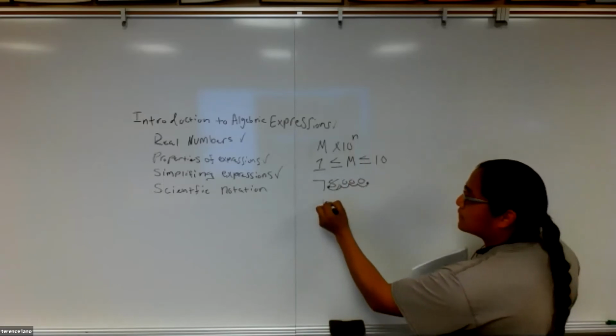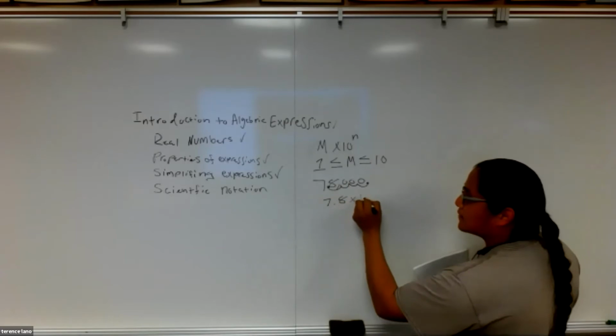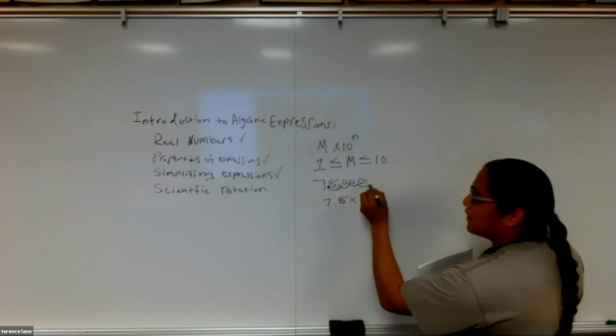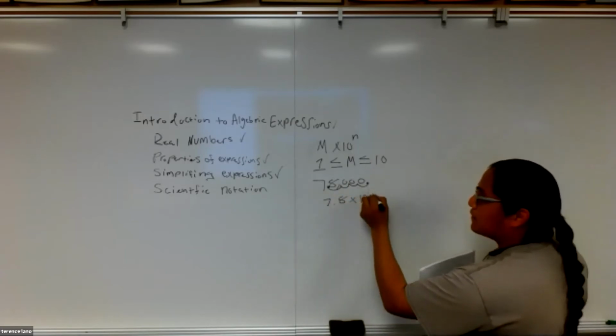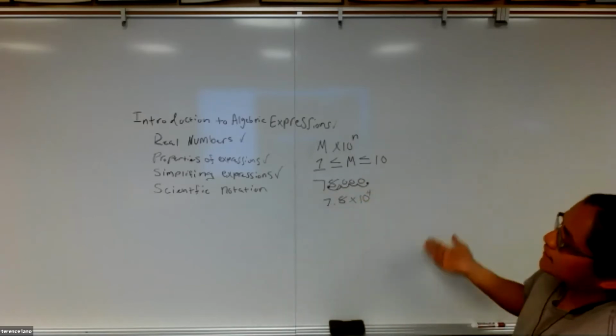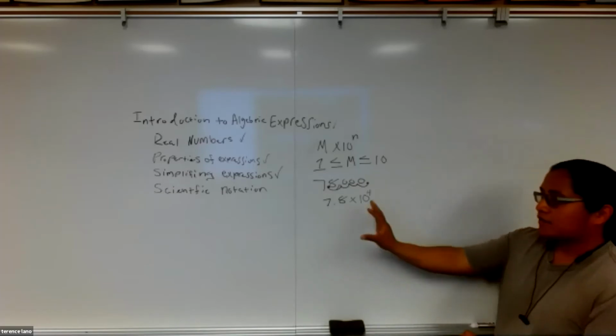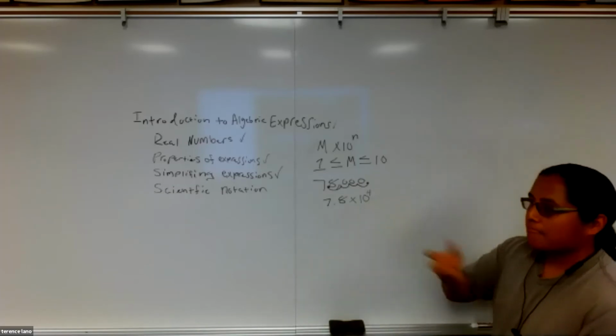So it's going to look like 7.8 times 10. How many spaces we moved over? 4. And that is an example of a scientific notation. And it could also work in the opposite direction.